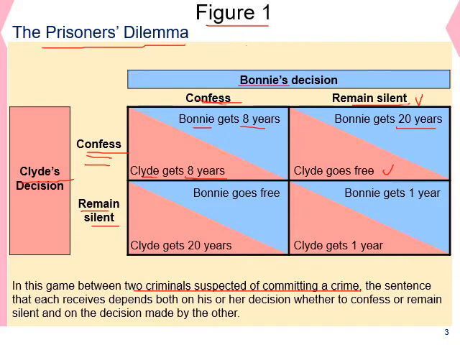On the other hand, if Clyde decides to remain silent and Bonnie confesses, Bonnie will go free and Clyde will get a 20 year sentence. If both of them remain silent, both will get only a 1 year sentence. You can see that this is the best outcome for both of them at the same time. However, the outcome which is likely to happen is that both will confess, and this is the Nash equilibrium outcome.